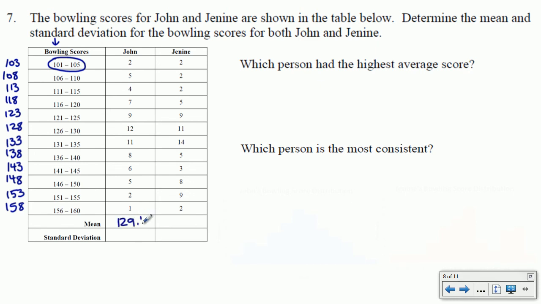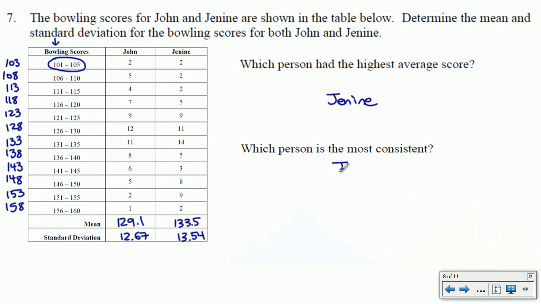John had 129.1 average and a standard deviation of 12.67, and Janine had an average of 133.5 and a standard deviation of 13.54. So which person had the highest average score? That would be Janine with 133.5. Which person is most consistent? Whichever has the smaller standard deviation, which is John.